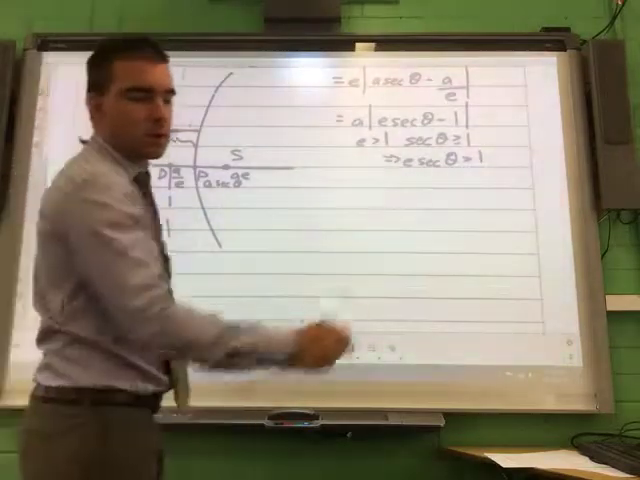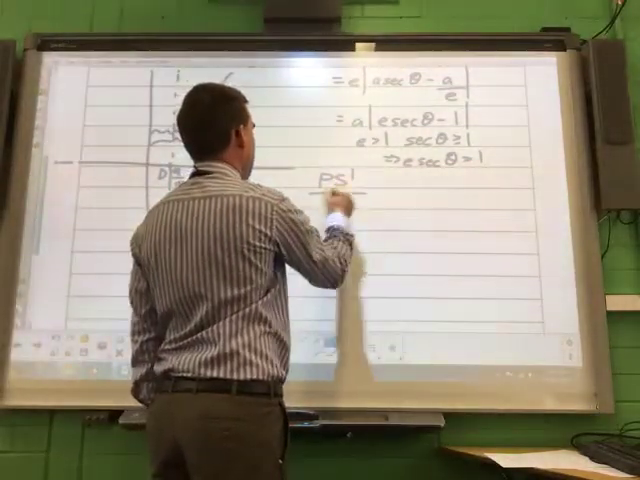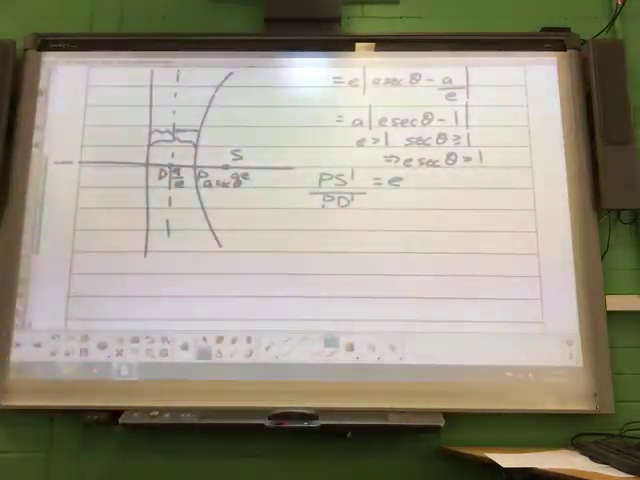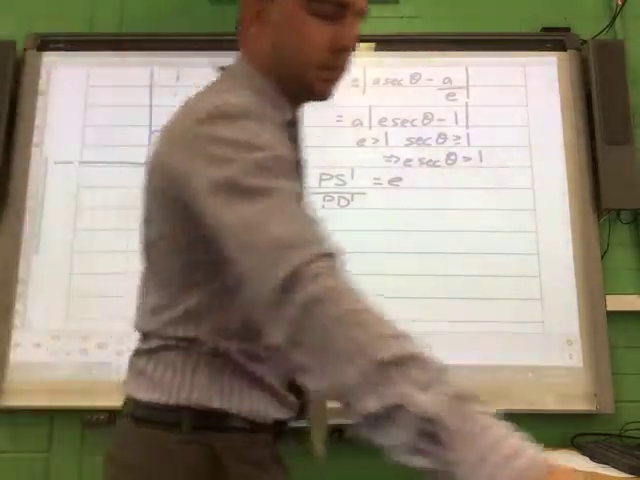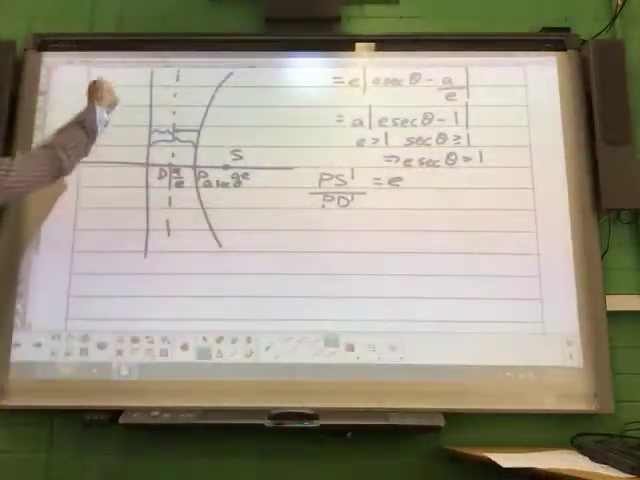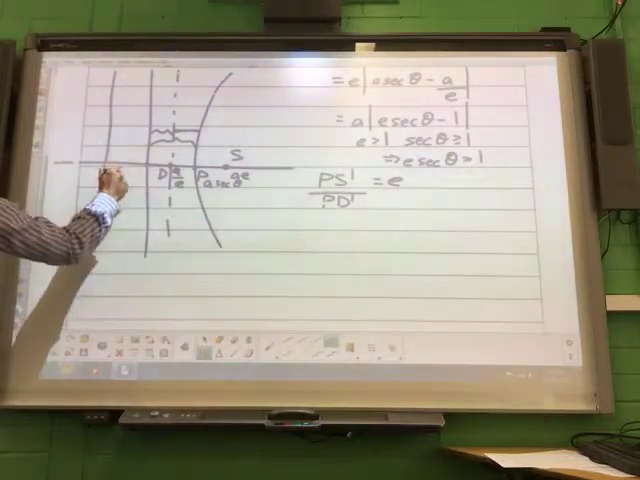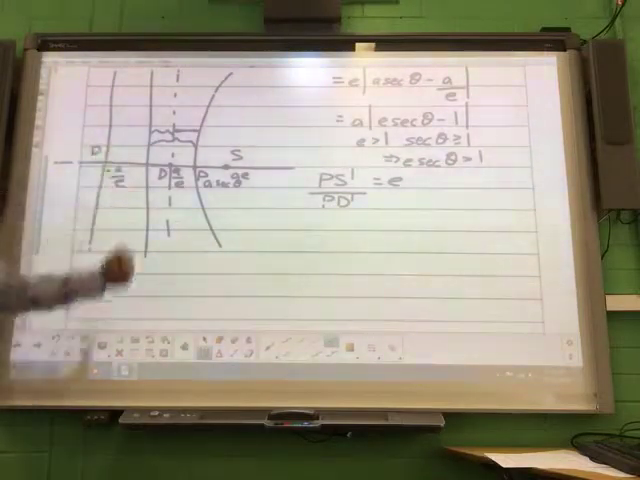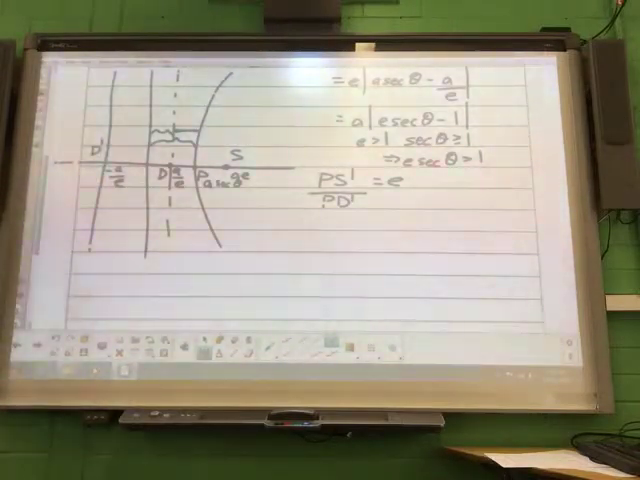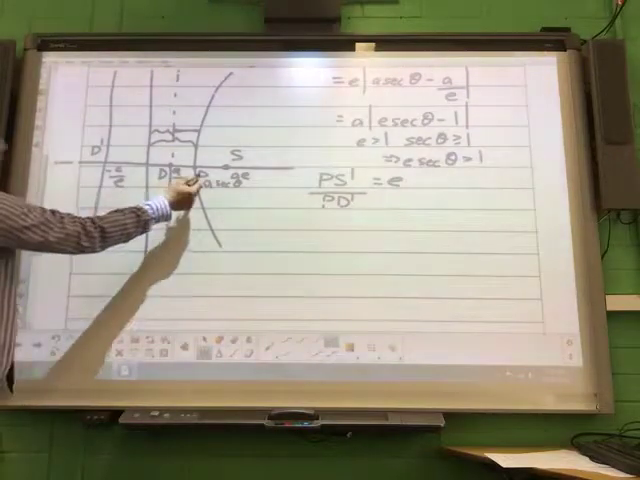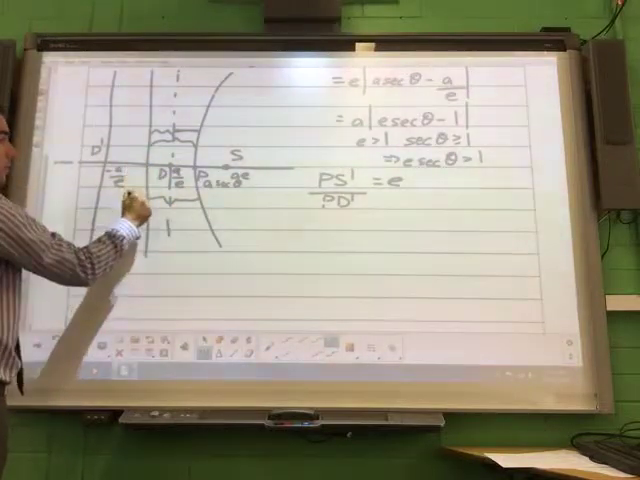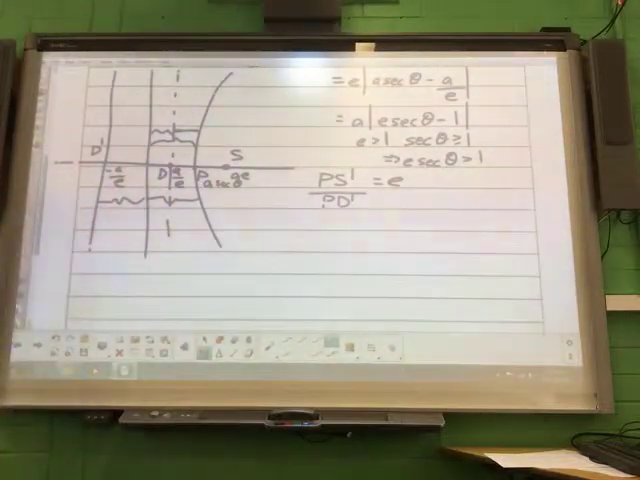Right, the other one, we've got PS prime over PD prime, which is also equal to your eccentricity, so we're now considering the other directrix. We've got the other directrix on this side, so negative A over E. So we need PD prime. I want the distance between P and D prime, and because we're crossing the origin, it's just the addition of those two x values to get the overall distance.